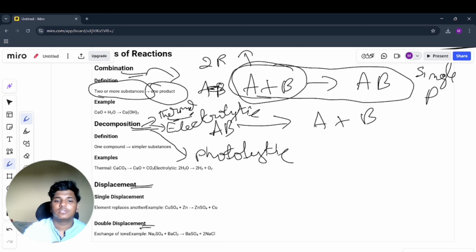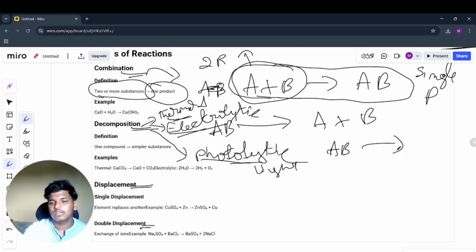So what are the differences? Thermo, as the name itself suggests, means heat. Electro suggests electricity. Photo suggests light. So if this reaction happens in the presence of heat, which is represented by delta, the small triangle, that would be known as thermolytic decomposition reaction.